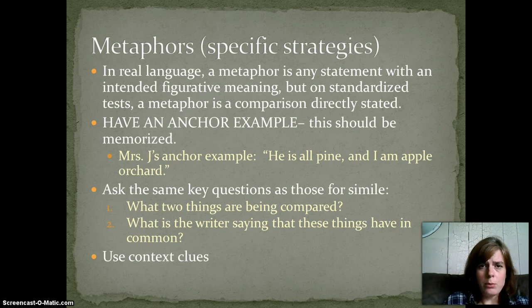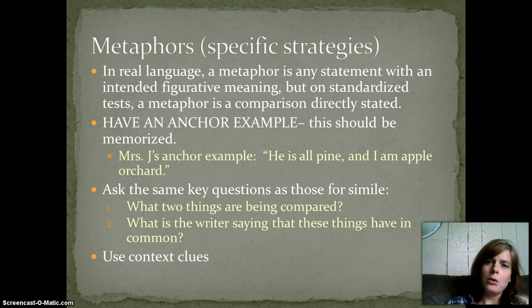So my anchor example comes from the poem Mending Wall by Robert Frost, which is one of my absolute favorite poems ever. And it goes, he is all pine and I am apple orchard. You may have picked up that this contains two metaphors, and we're going to work with both of them and go through the process of identifying the metaphor and interpreting its meaning for both of them, so you get a little double practice with this.